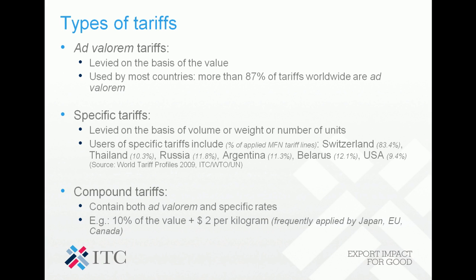There are also tariffs that combine ad valorem tariffs and specific tariff rates. They are called compound tariffs. For example, a tariff of 10% plus $2 per unit could be applied. Compound tariffs are frequently applied by Japan, the European Union and Canada.